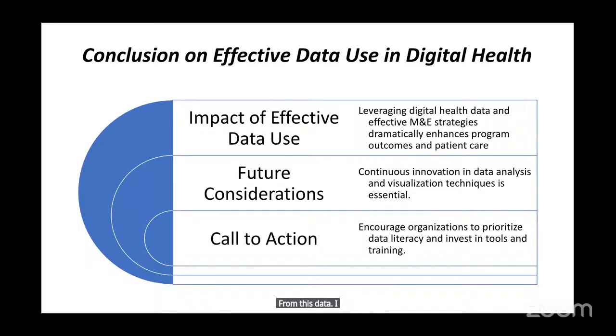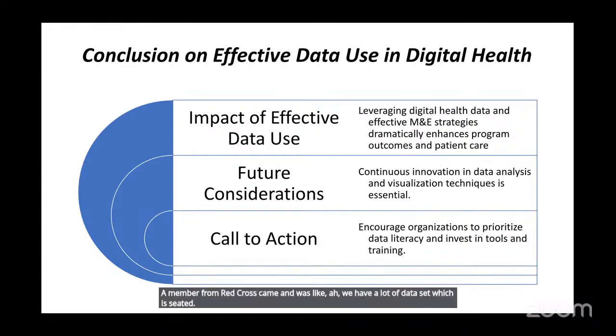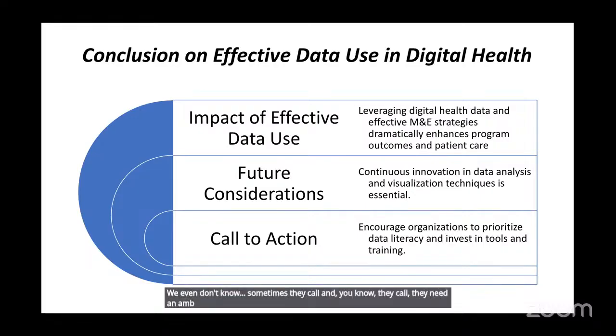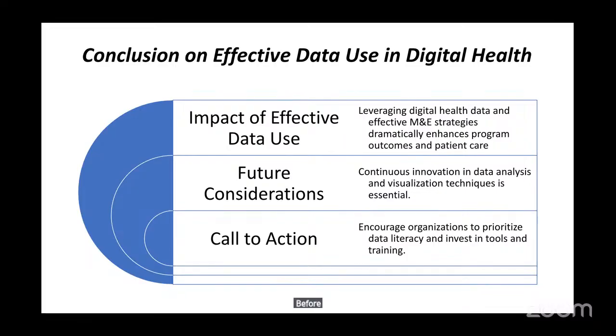I remember last year after some conference, a member from Red Cross came and was like, we have a lot of data set which is seated. Sometimes they call and they need an ambulance. They say someone has got an accident there. We need to rush the ambulance there. Before this, another call has come in. So they were like, can you really help us on how to align our data set? Use this data set so that at least we can be able to effectively implement our interventions.